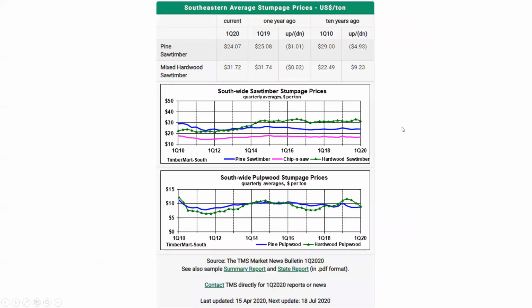We look at the current marketing situation here in the Southeast. We look at that mixed hardwood saw timber. Currently that price is around $30 a ton. That would be, on average, what is paid to the landowner. It is up about $9 from 10 years ago. So that market has held steady, as you can see here, increasing somewhat over the years.